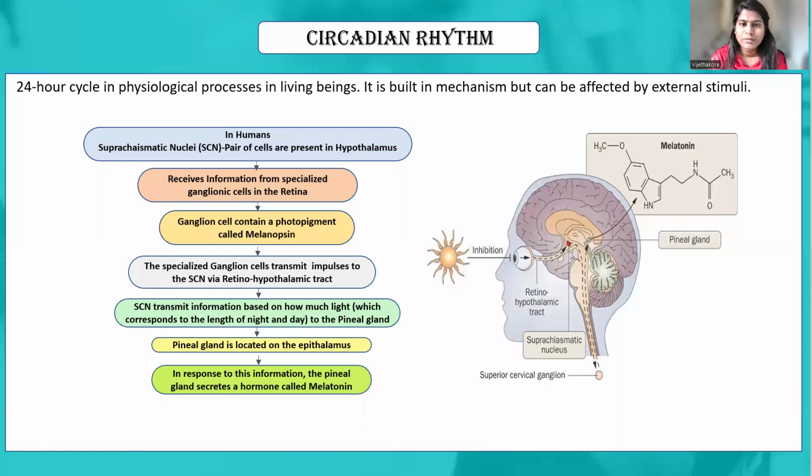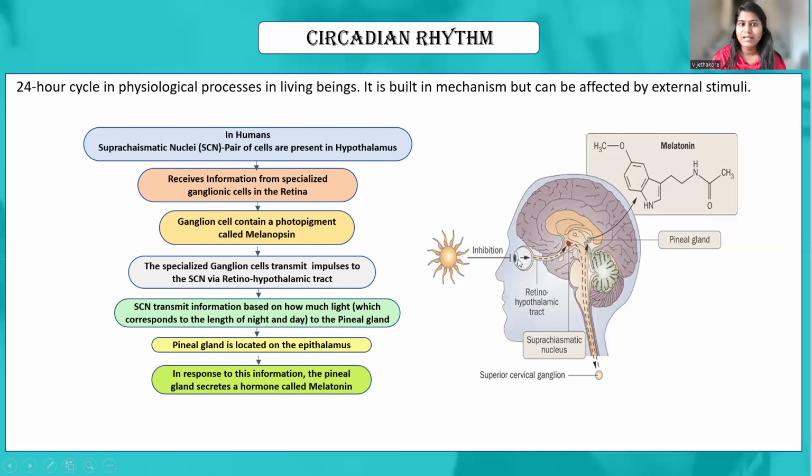So we'll go in detail about circadian rhythm. We know that circadian rhythm is a 24-hour cycle in physiological processes in living beings. It is a built-in mechanism, but it can be affected by external stimuli. So here, when light is taken up by the retina, the ganglionic cells of the retina take the light.